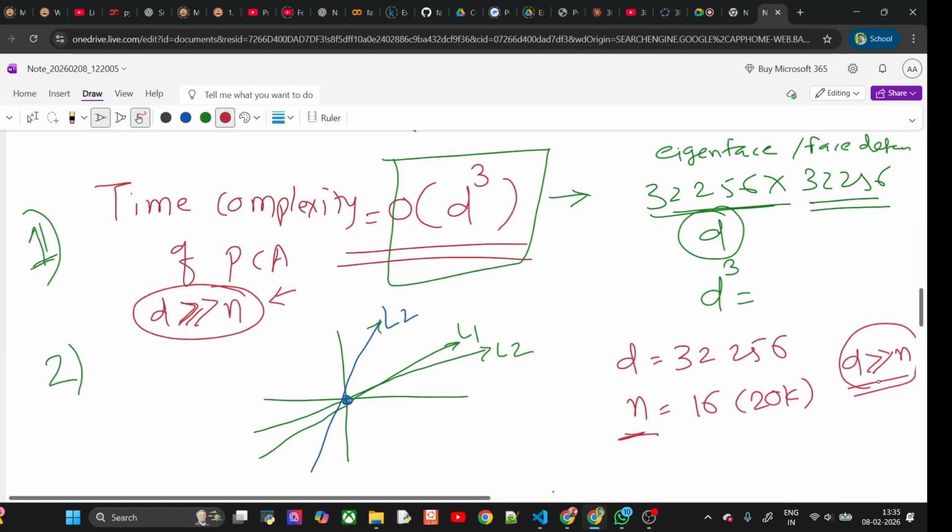We will check that, but these are the more challenging things: the time complexity, where d is greater than n, and if the data is non-linear. Time complexity and non-linear data are the two main issues, or you can say bottlenecks, in the PCA algorithm.